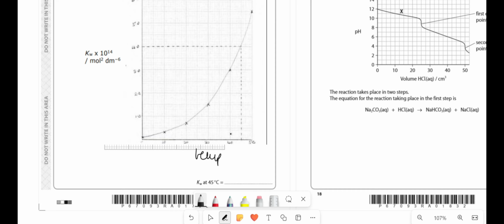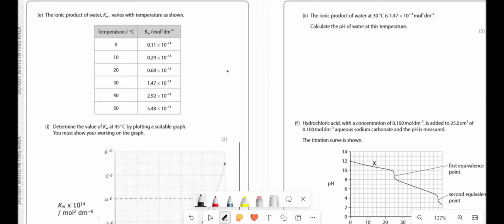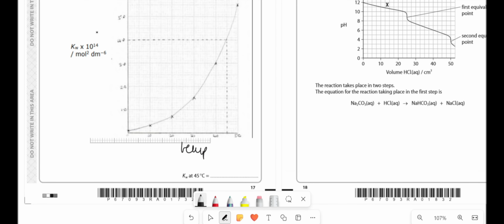like pHs. Okay, just for the sake of time, it says here the ionic product varies with temperature, and so on. Determine it at about 45 degrees by plotting a graph. So you can plot Kw, the ionic product of water, against temperature, and then you read off the graph like this, and it gives you an answer of like 4.0. Just for the sake of time, I'd rather not spend ages fumbling around with this. Ideally, it should be a smooth curve linking everything here as well.